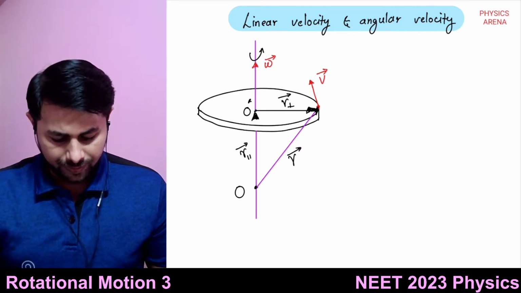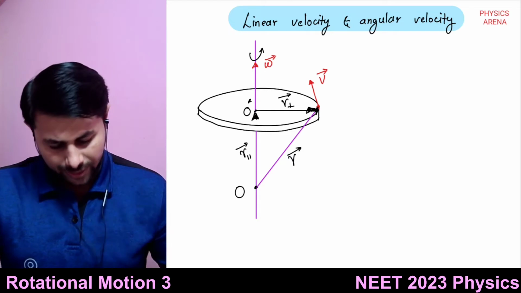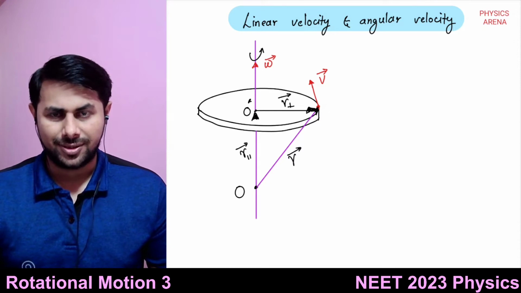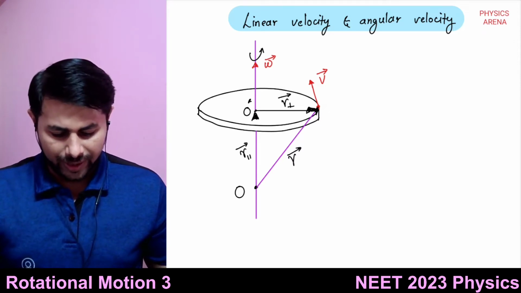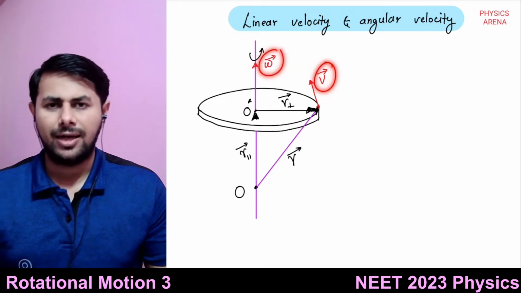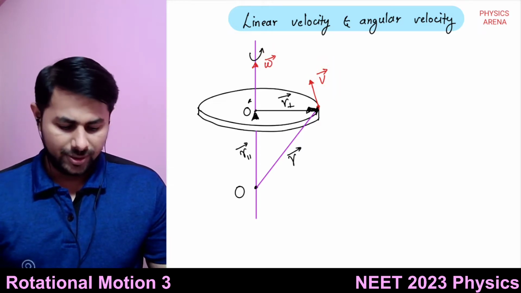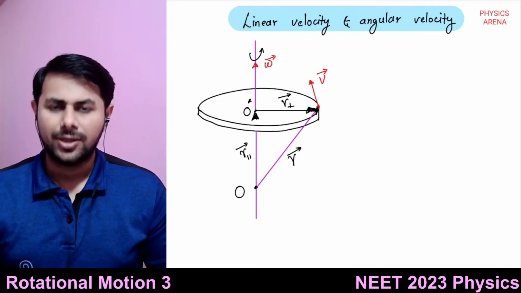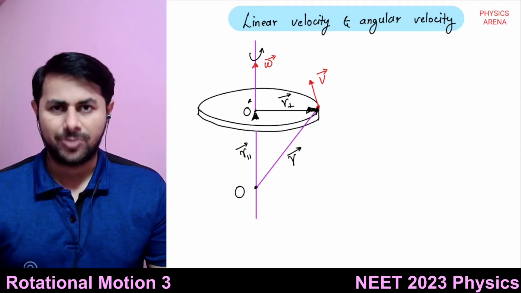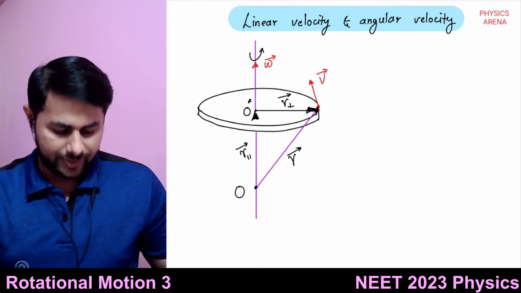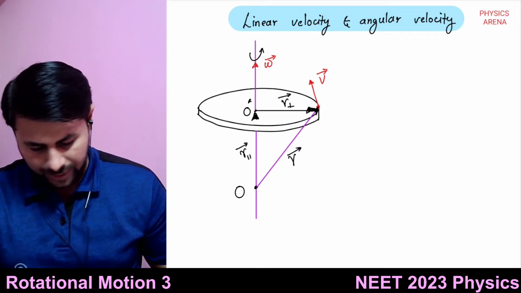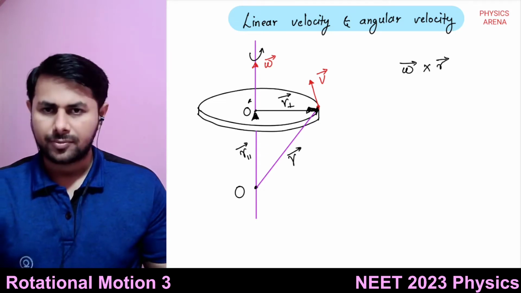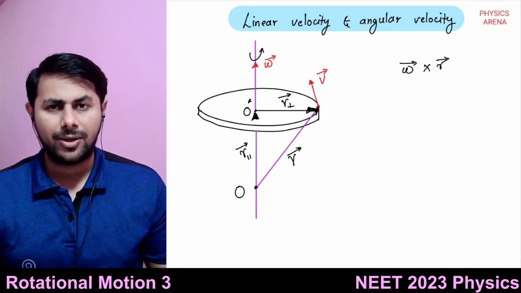Now it has got some linear velocity also. So linear velocity will be what? It will be in tangential direction. Now we want to find out the relation between this linear velocity and angular velocity. Both are vector quantities, right? So the relation will involve a vector product of two vectors. So what I will do is find out this product, omega bar cross r bar.